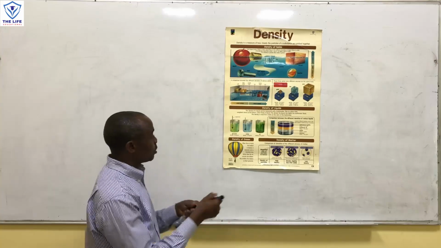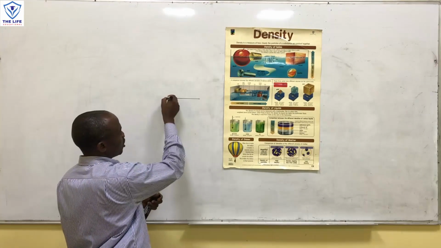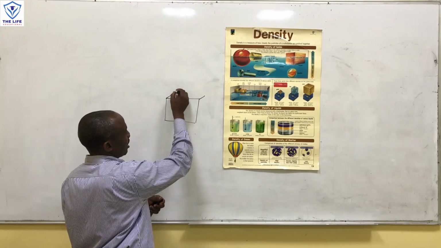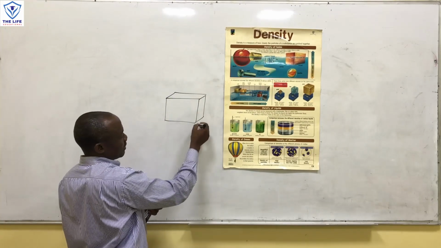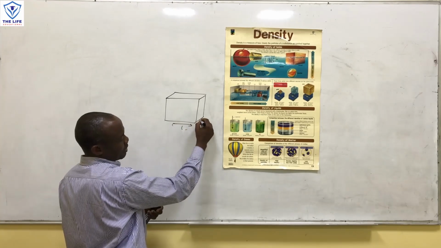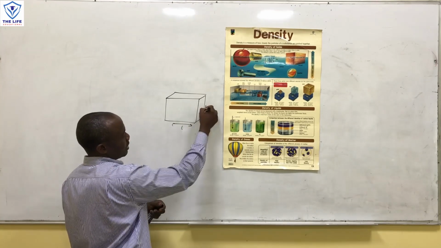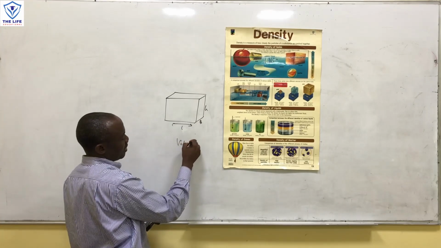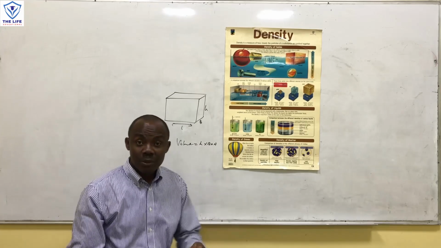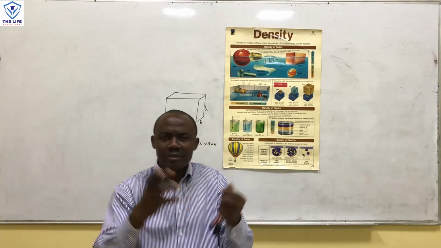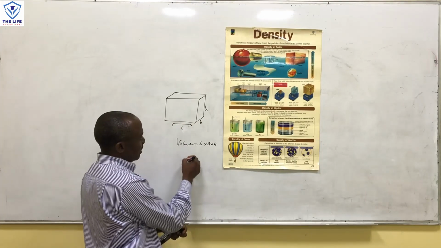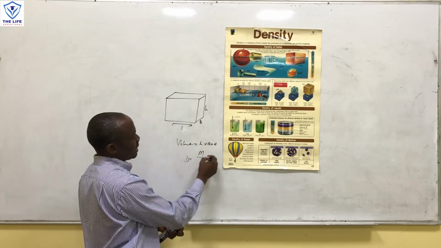What I'm trying to say is, if your solid is a regular shape like something like this, very simple. Measure the length, the width or breadth, and the height, and multiply the three of them. So your volume is length times breadth times height, and you get it in your normal units, meter cube especially. Having obtained the mass, density is mass divided by volume.